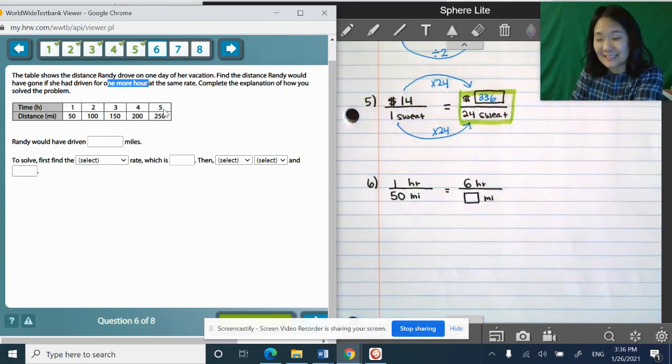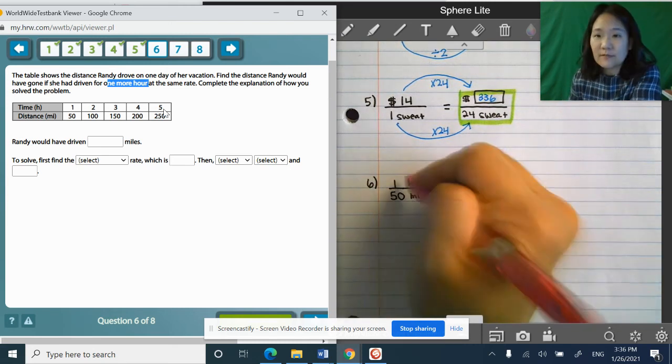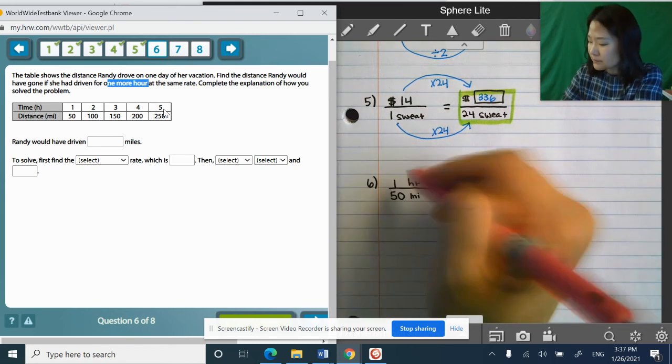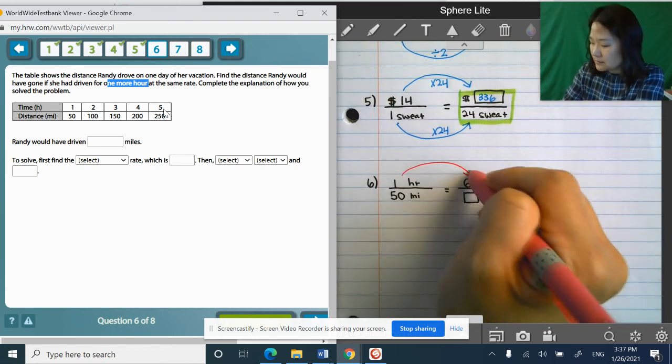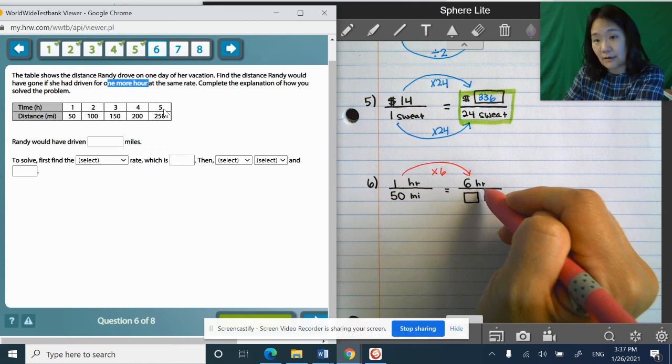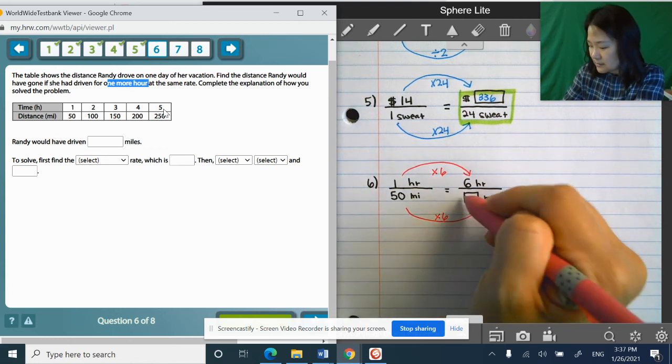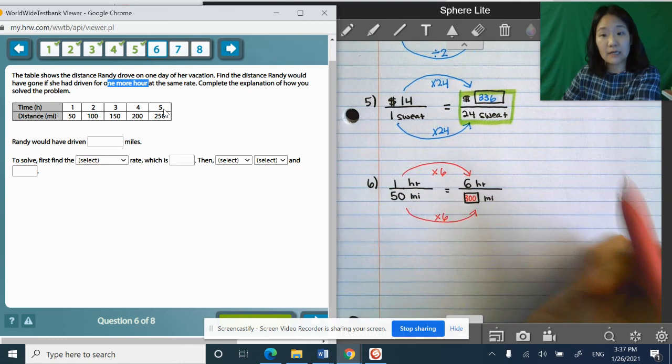Okay, MI is the correct abbreviation for miles. If you just do M, that's an abbreviation for meters. So if you want to abbreviate miles, you need to do MI, all lowercase. Now, 1 times 6 is 6 hours. So if you do 50 times 6, then you get 300 miles.